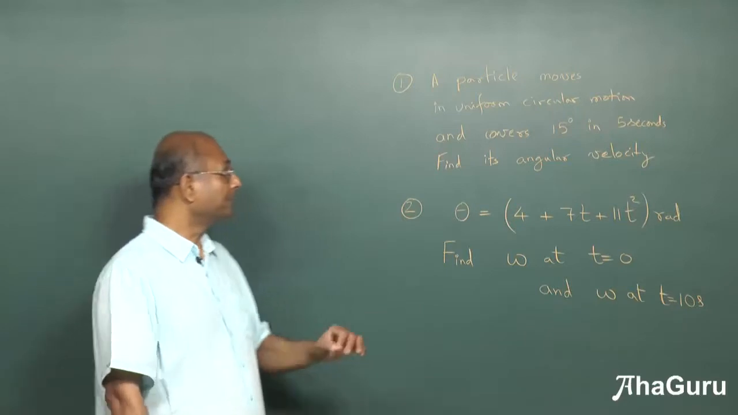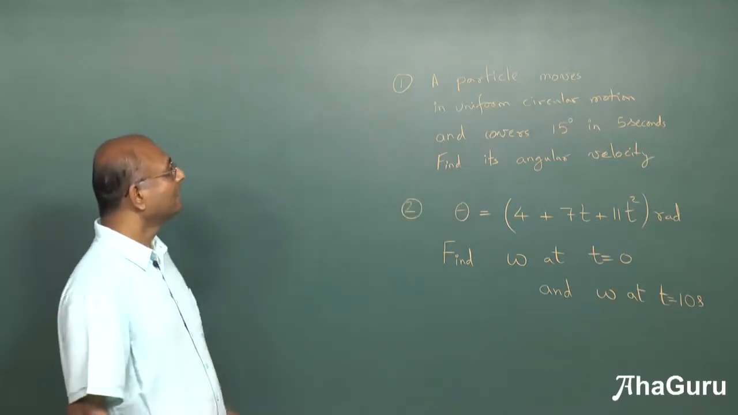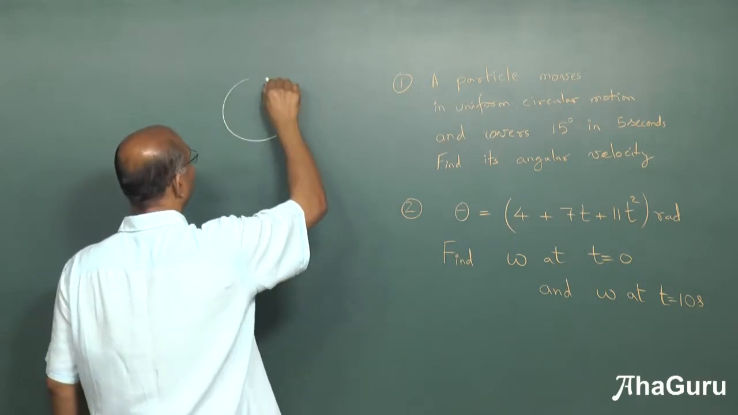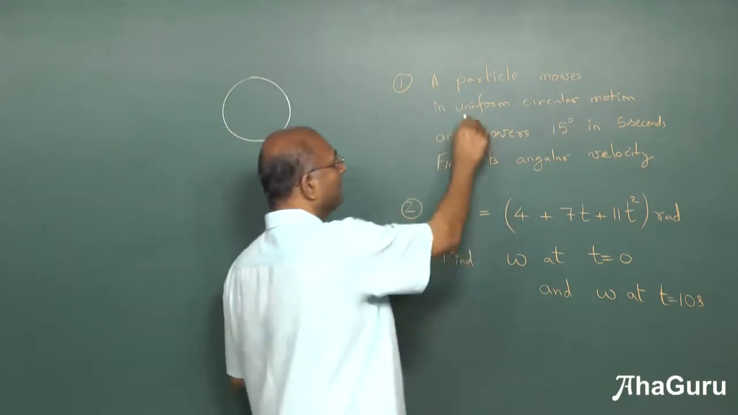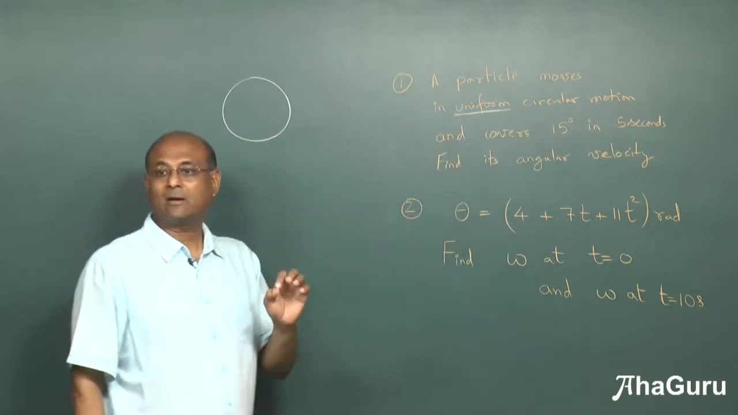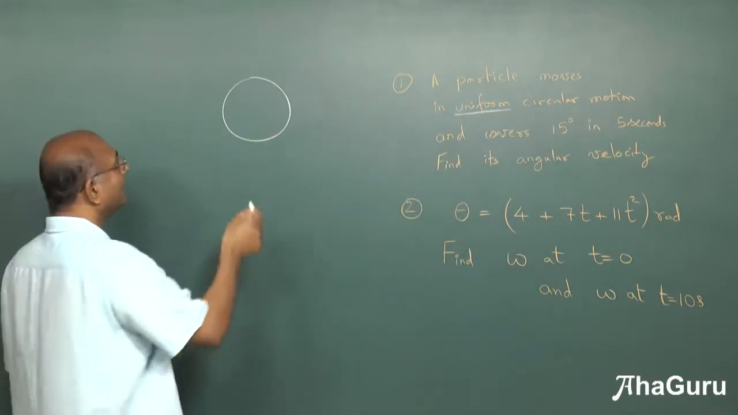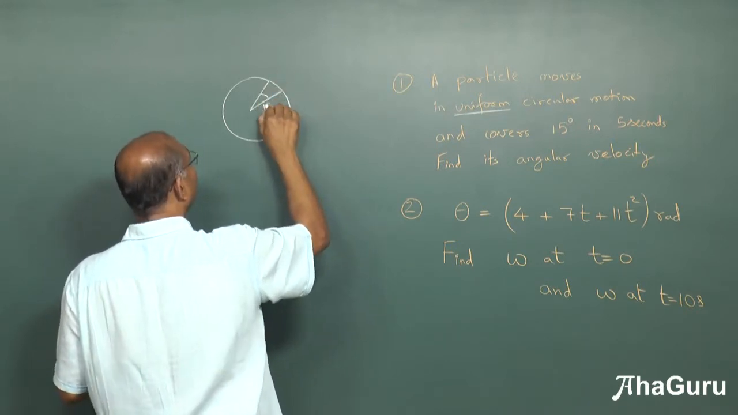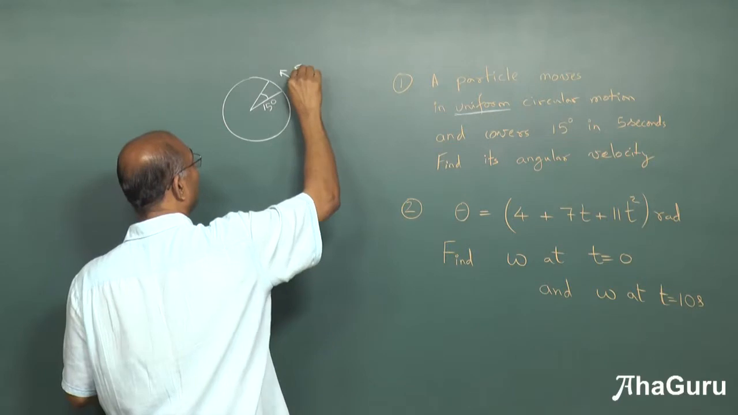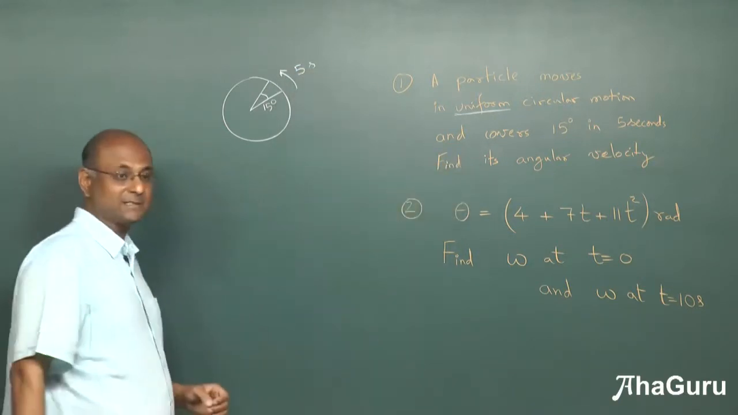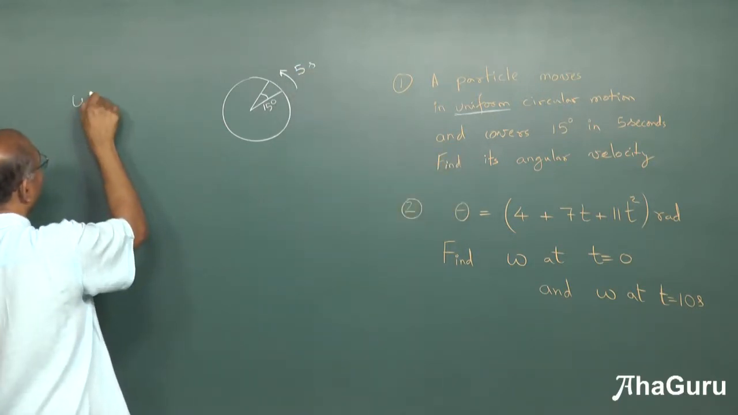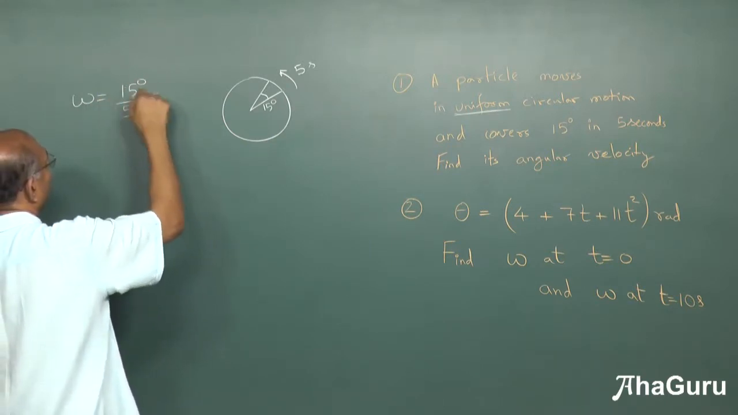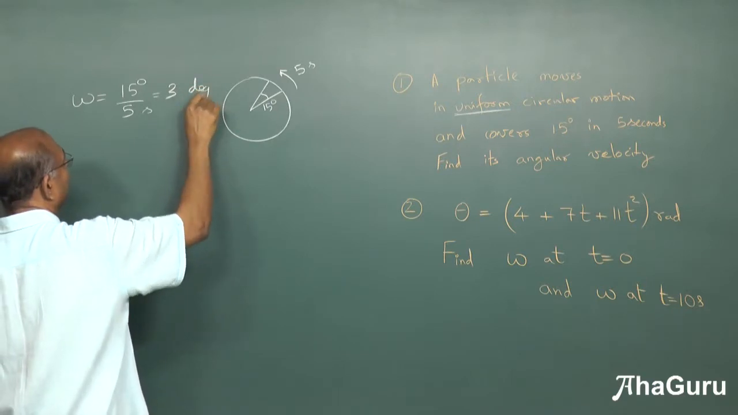Let us look at this example. In the first one, a particle is moving in uniform circular motion. The fact that it says uniform means that angular velocity is constant. It covers 15 degrees. I don't know where it starts, but it covers 15 degrees in a time of 5 seconds. Now, if I want the omega, you can write it as 15 degrees by 5 seconds and write this whole thing as 3 degrees per second.